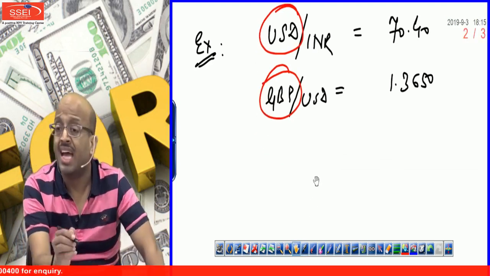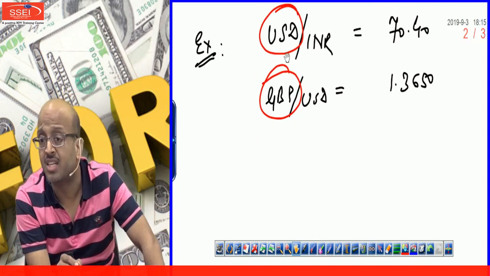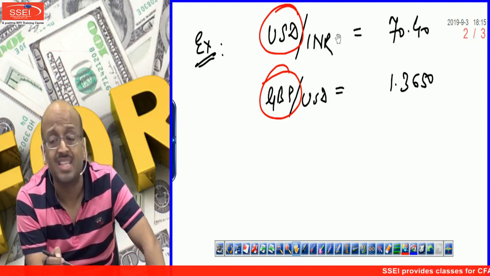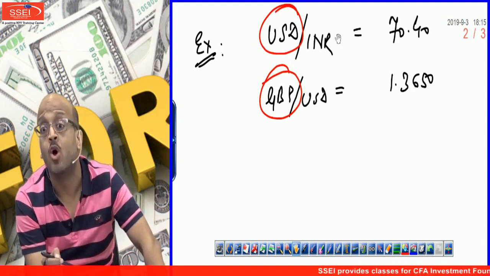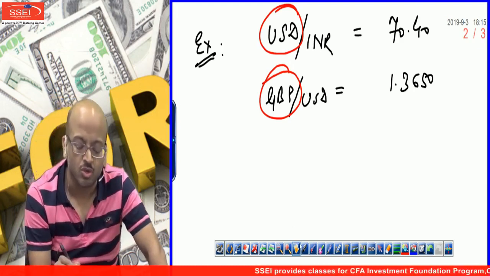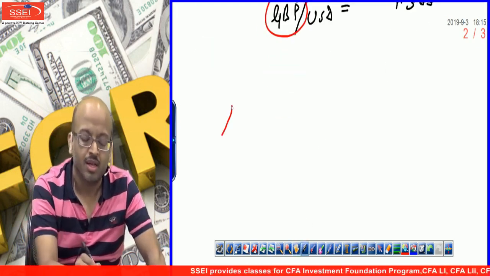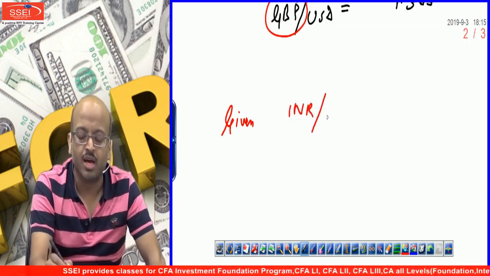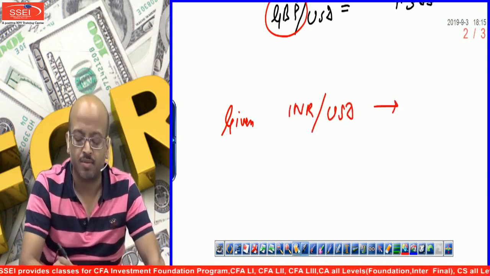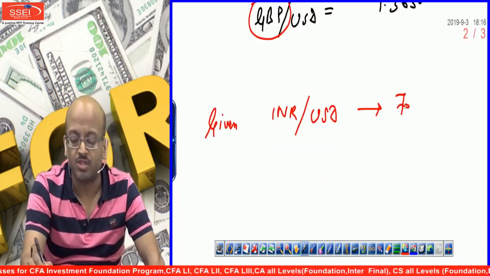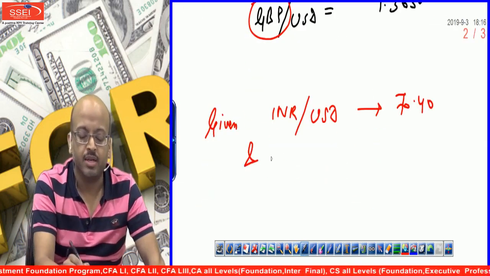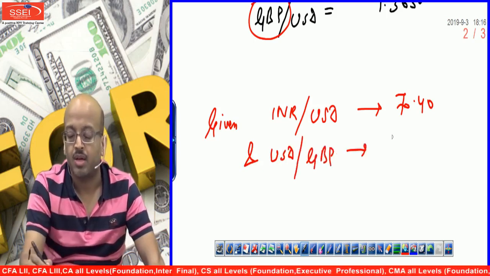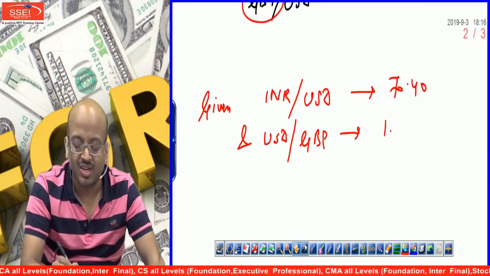Now, as soon as you understood in the exam hall that this is a googly, according to my previous notes before this example, I said please copy this in your answer sheet as normal. So write down the solution. Given INR/USD 70.40 and USD/GBP dash 1.3650.